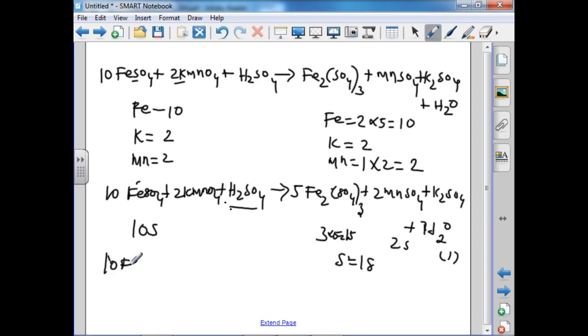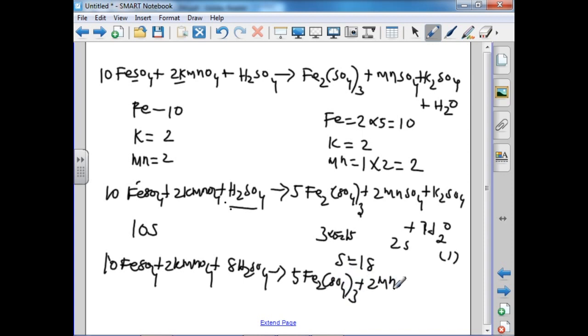So 10 FeSO4 plus 2 KMnO4 plus 8 H2SO4 gives 5 Fe2(SO4)3 plus 2 MnSO4 plus K2SO4 plus H2O. So other than oxygen and hydrogen, all the elements from the reactant and product side are balanced.